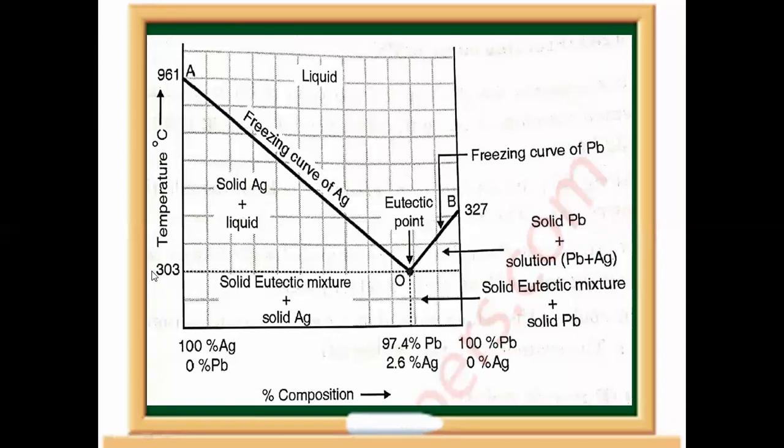ठीक है? So when we had began this experiment, that time along the curve AO there was 100% silver, no lead was present in the beginning when we had started.